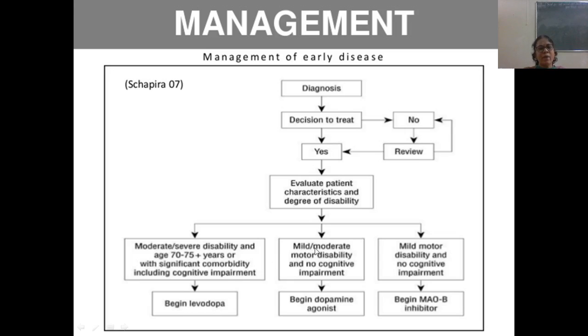If the symptoms are mild to moderate motor disability and no cognitive impairment, a dopamine agonist can be given. And if mild motor disability and no cognitive impairment, then begin with MAO-B inhibitors.